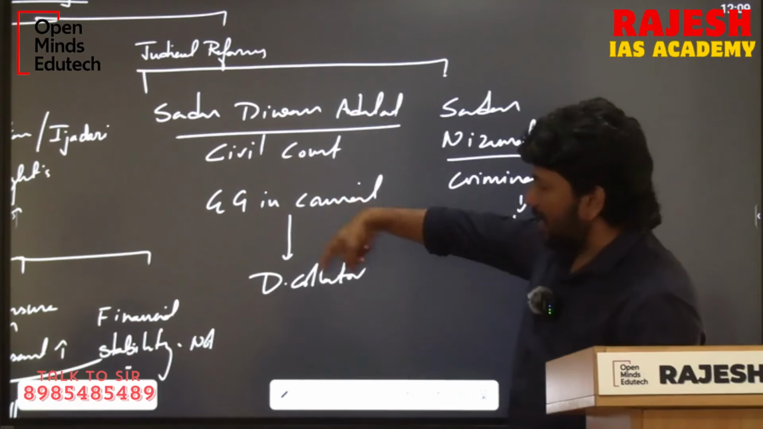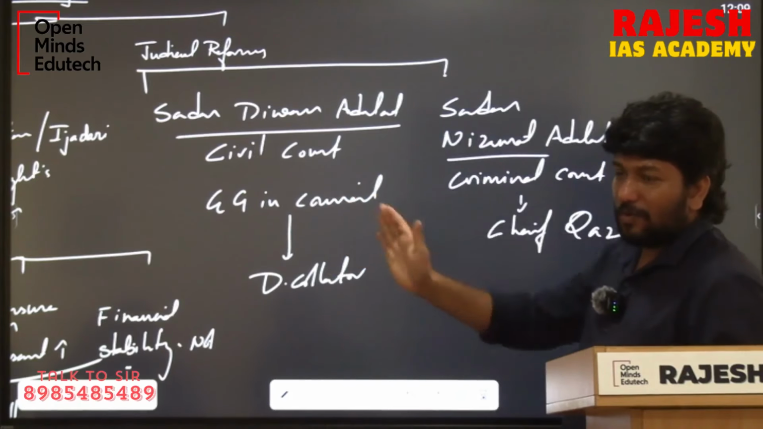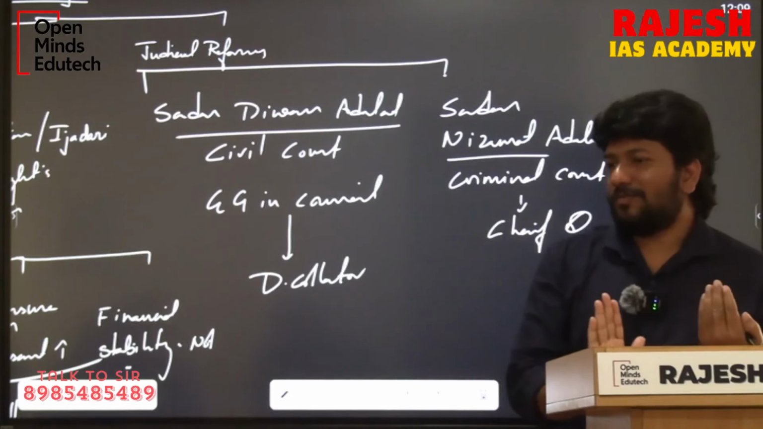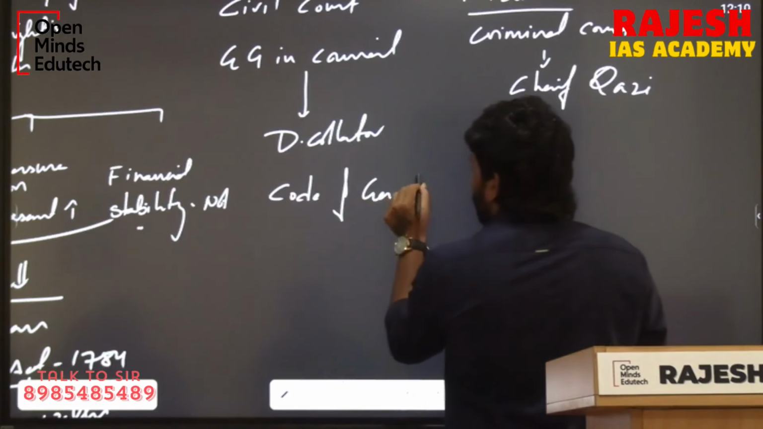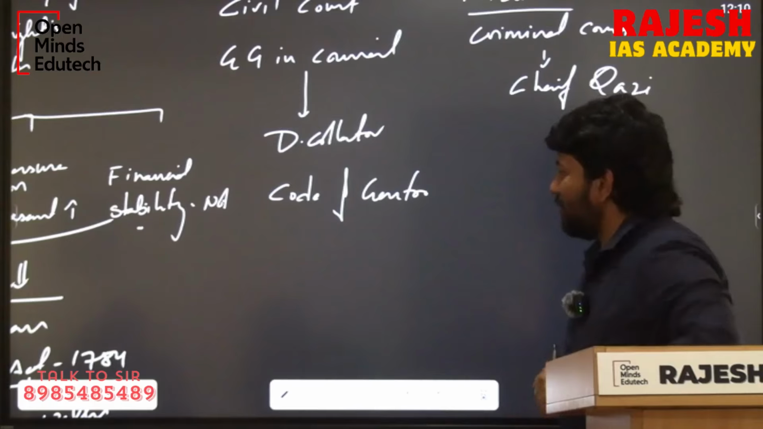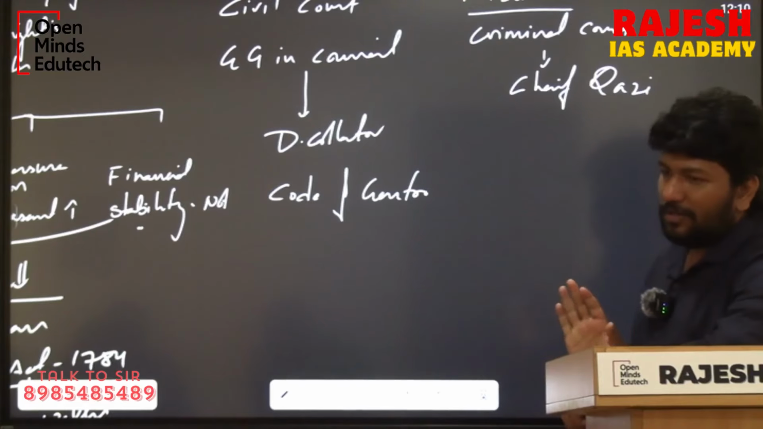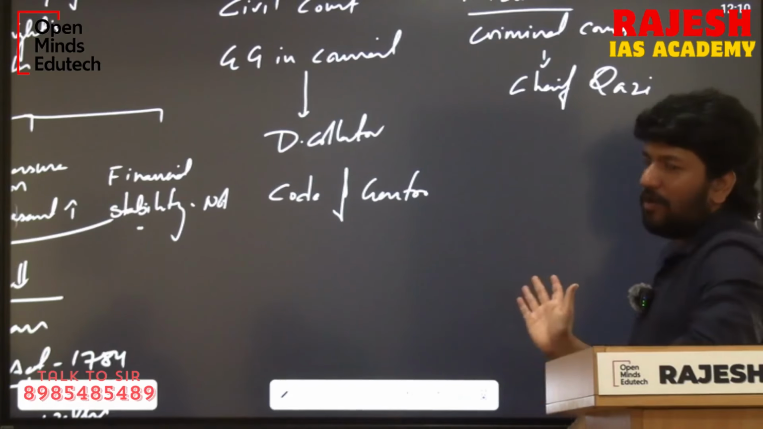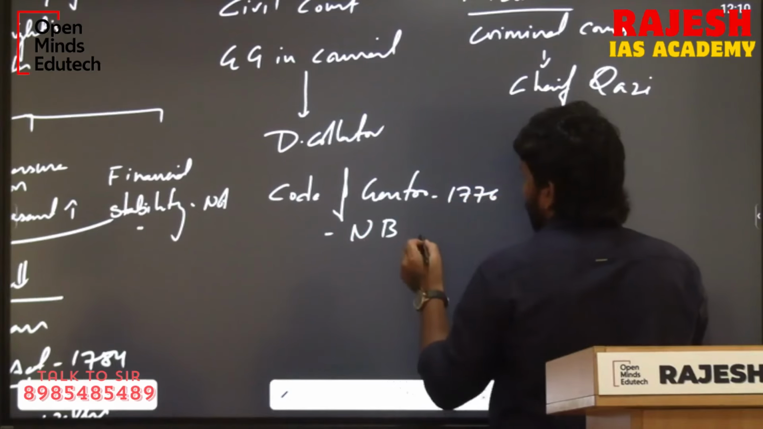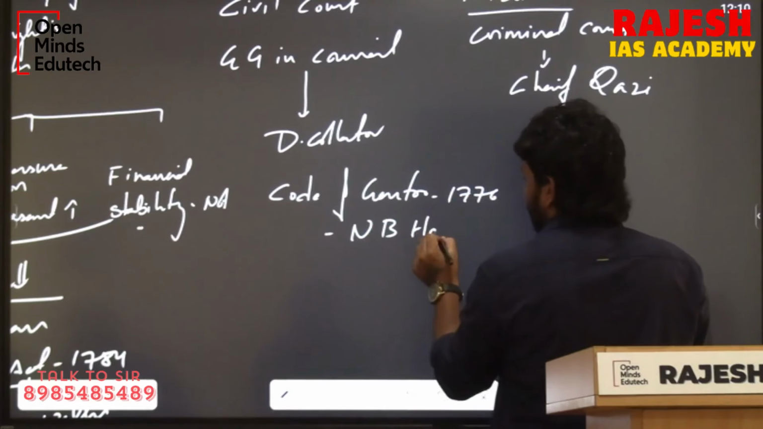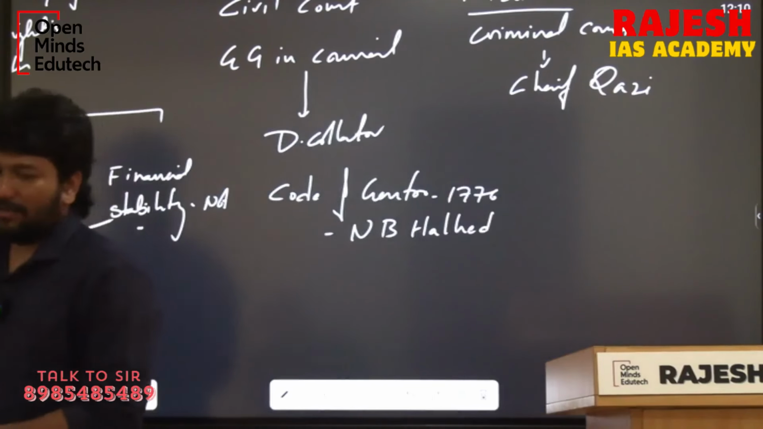Now, will these people know about Indian laws? No. Will they know Sanskrit? No. So they started translating the Indian laws into English. One such law is the Code of Gentoo. The Code of Gentoo is the translation of Indian laws into English by N.B. Halhed, I think in 1776. N.B. Halhed is the person who translated the Indian laws.